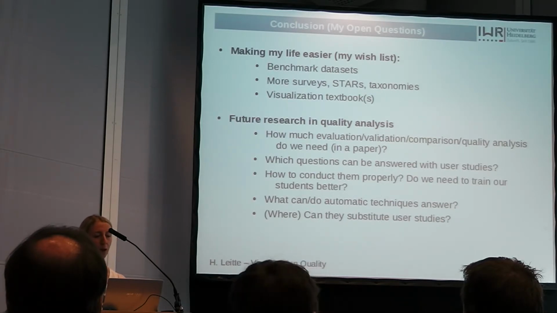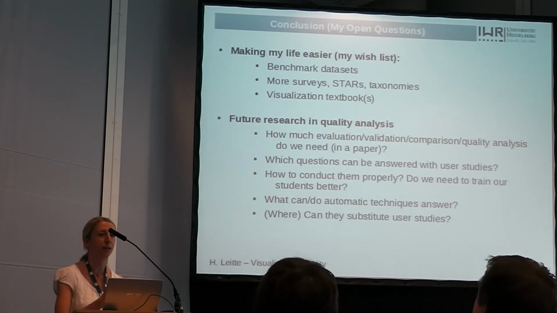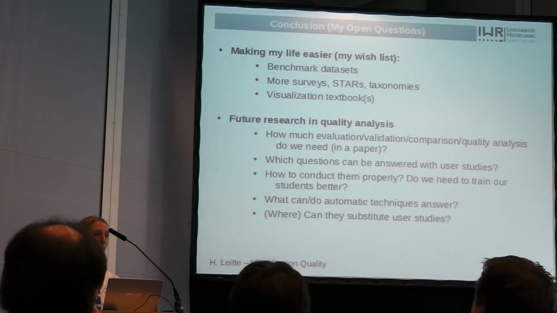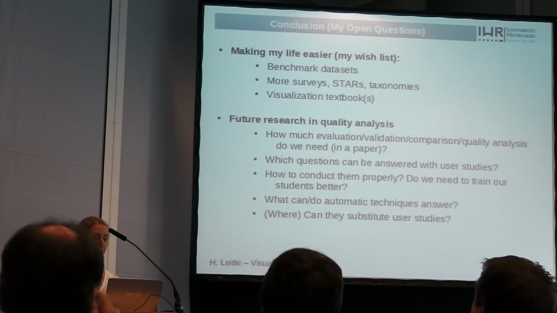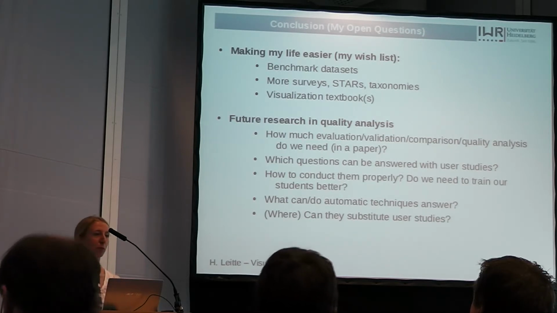The first part is that benchmark data sets would be nice, so that if I have a new algorithm, I can run it on some benchmark data set and say, okay, that's what I do. More survey stars, taxonomies, to figure out what do I have to compare. A visualization textbook would be great, not only for doing this sort of work, but also for giving courses. There are some books out there, but it would be nice to get some more, especially in Cybers. And then there comes a bunch of questions.